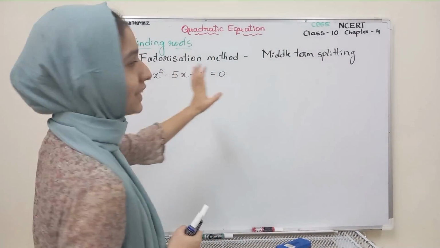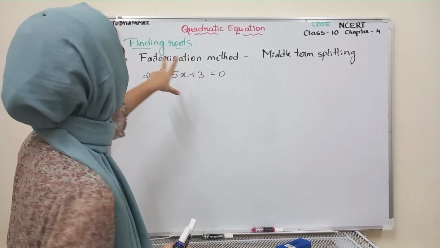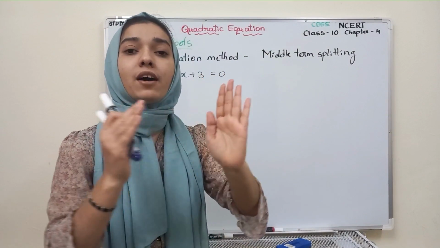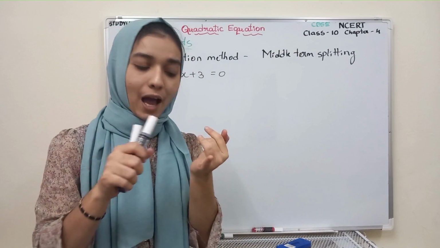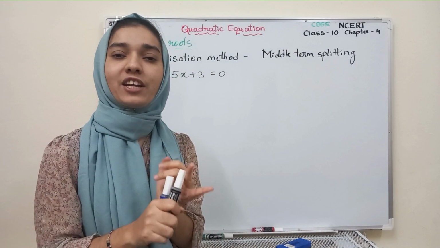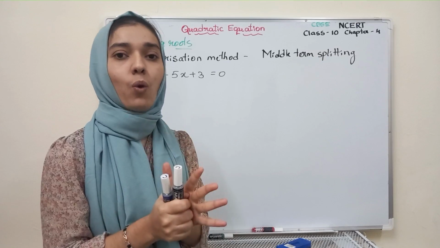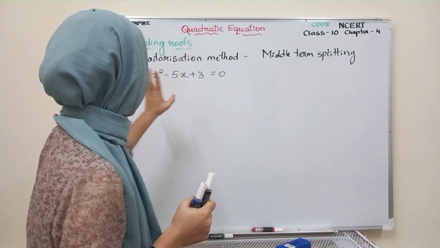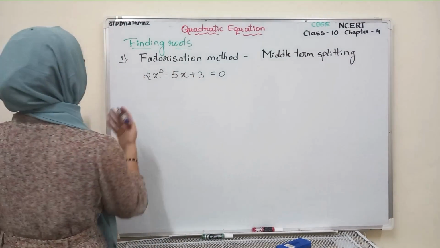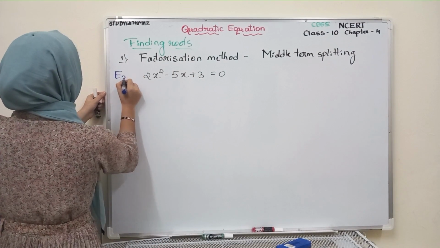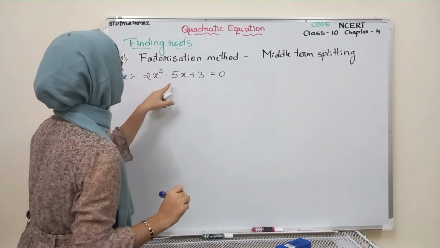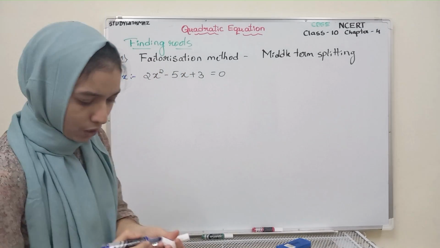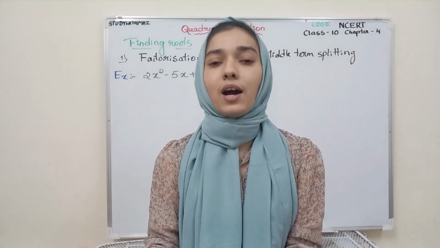चलिए देखते हैं क्या है factorization method. Factorization method is nothing but the middle term splitting method, जो कि आपने 8th and 9th standard में already पढ़ा हुआ है. You know how to split the middle terms. So the example I have taken is given in your textbook as well: 2x square minus 5x plus 3 equals 0. तो इसको factorization क्यों कहा जाता है?